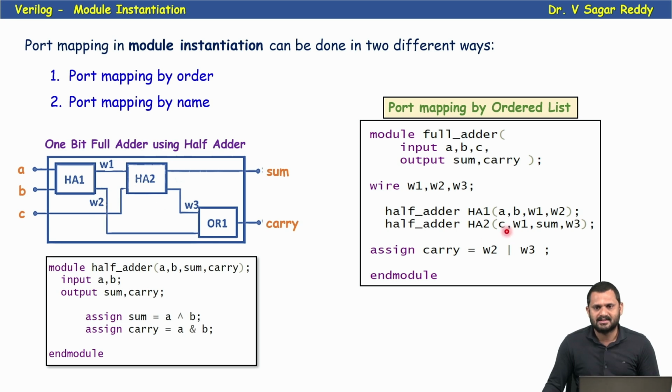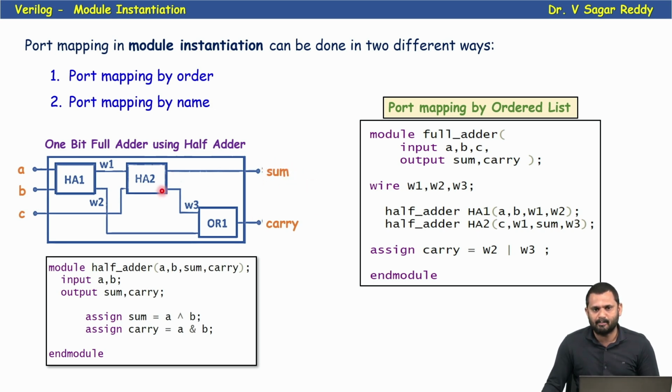Now we are connecting c as the input, so c is connected to a of this half adder, and w1 is connected to b of this half adder 2. Clear? And the output of this half adder, the sum, is directly connected to the output port sum.